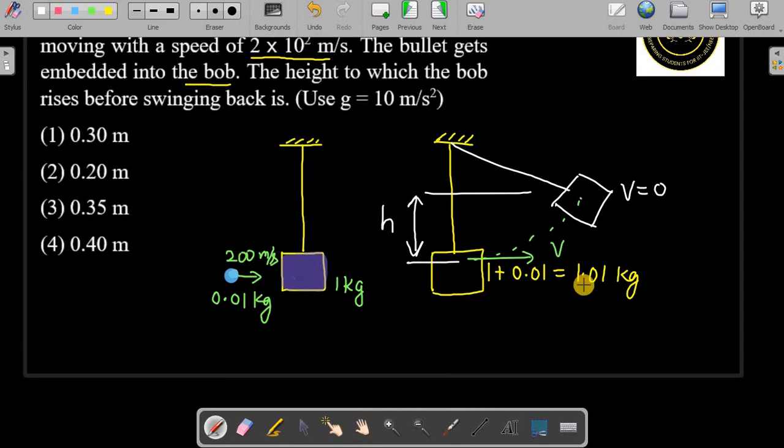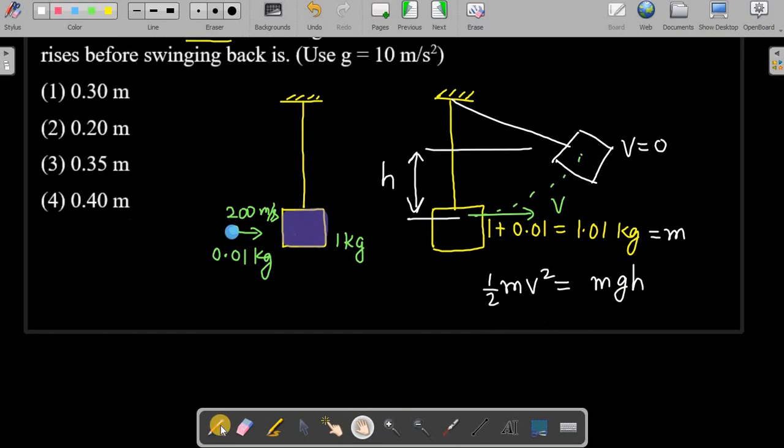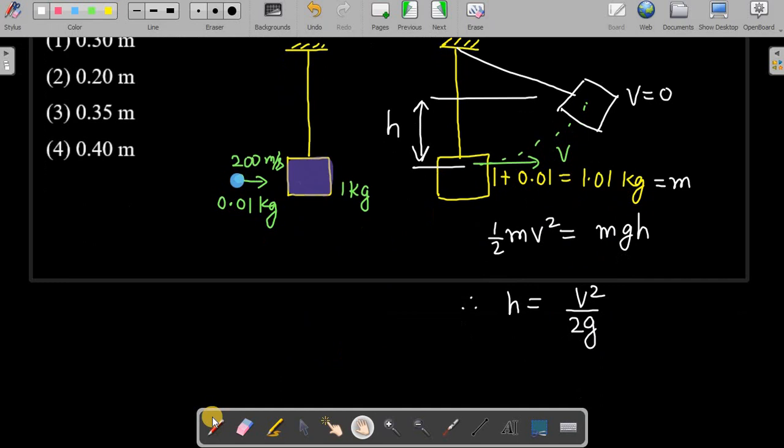Let us say total mass is m. So initially the kinetic energy, half m v square, is equal to potential energy m g h. So from here directly you can understand that h is, as mass gets cancelled, v square by 2g. This velocity we have to calculate first of all using momentum conservation.